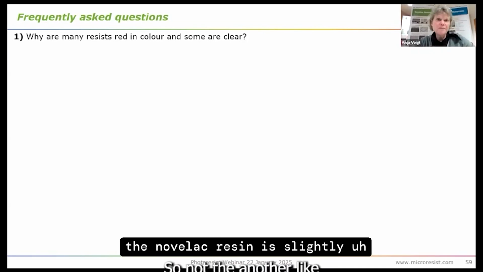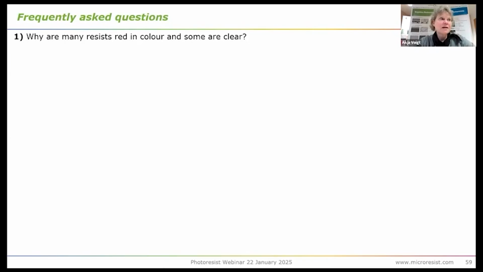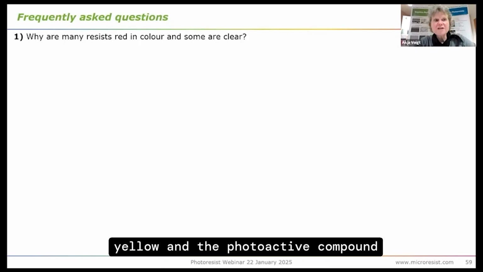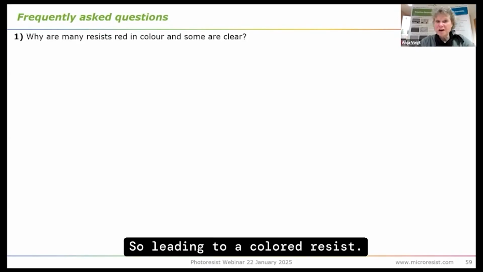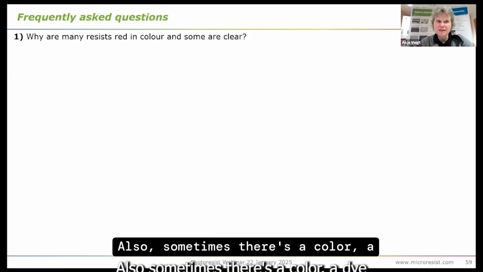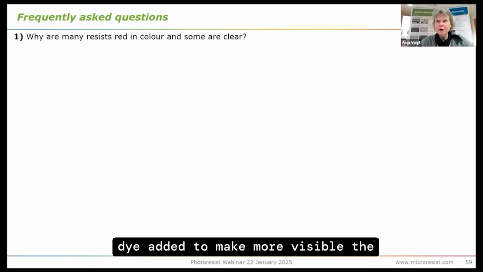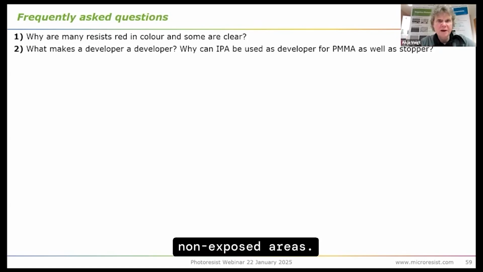So the Novolac resin is slightly yellow, and the photoactive compound as well, leading to a colored resist. Also, sometimes a dye is added to make the contrast between exposed and non-exposed areas more visible.